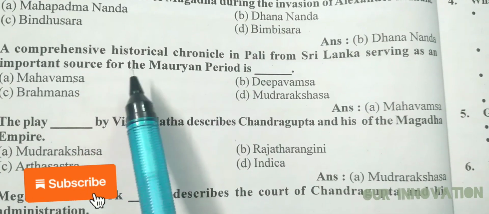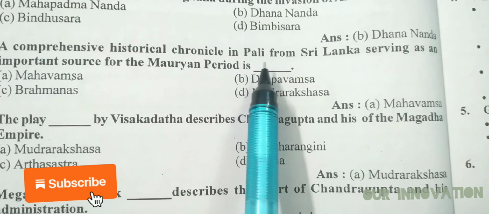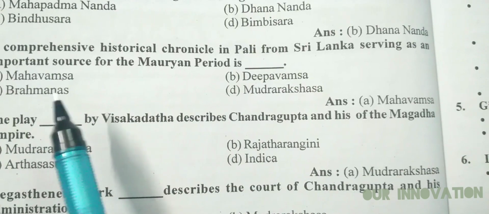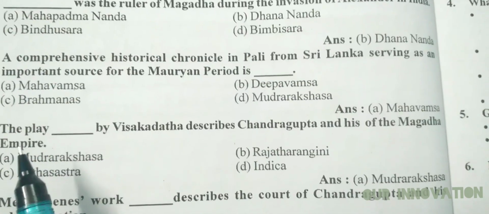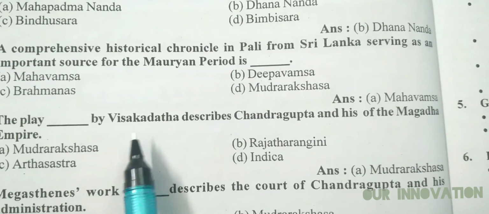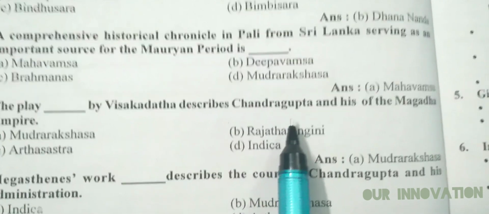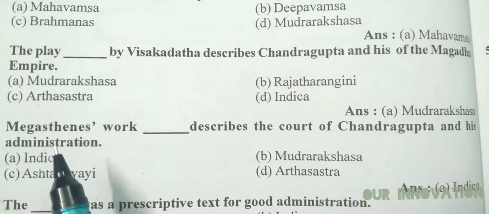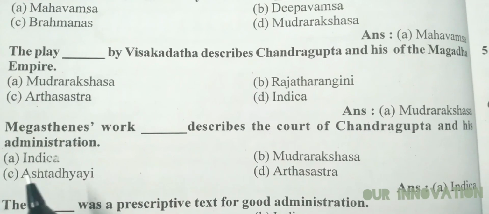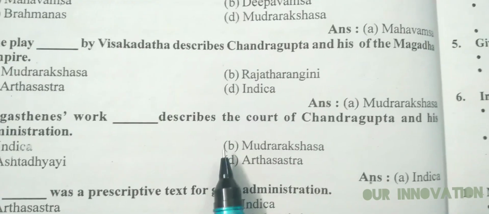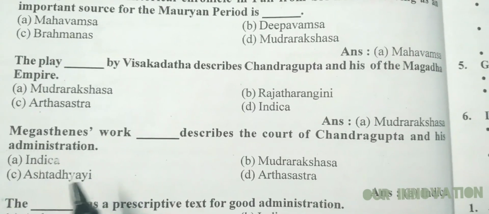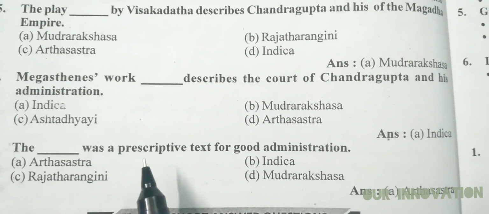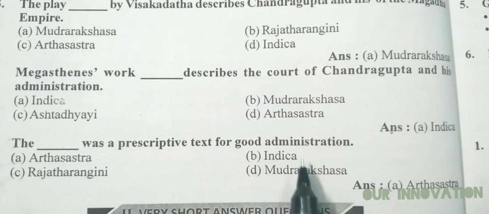The comprehensive historical chronicle in Pali from Sri Lanka serving as an important source for the Mauryan period is Mahavamsa. The play Mudrarakshasa by Vishakhadatta described Chandragupta and his establishment of the Magadha Empire. Megasthenes' work Indica described the court of Chandragupta and his administration. The Arthashastra was the prescriptive text for good administration.